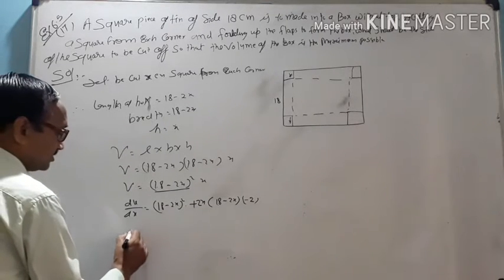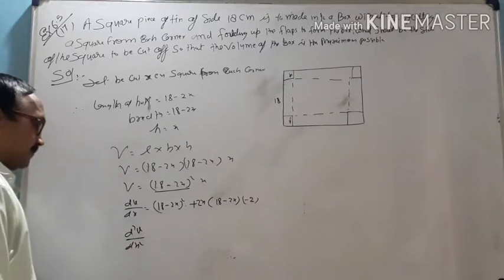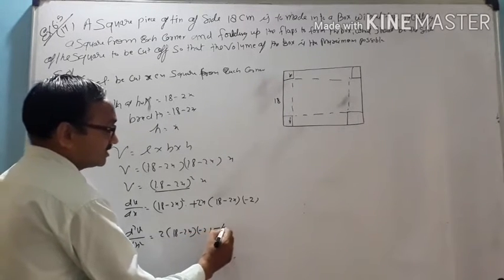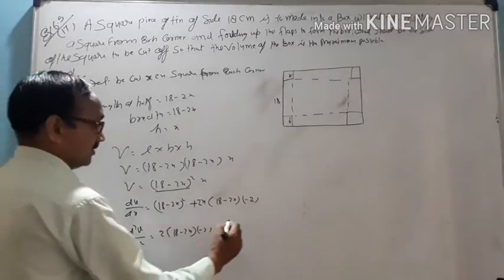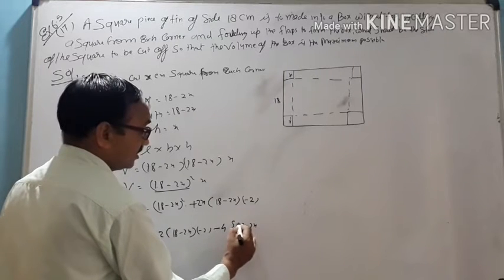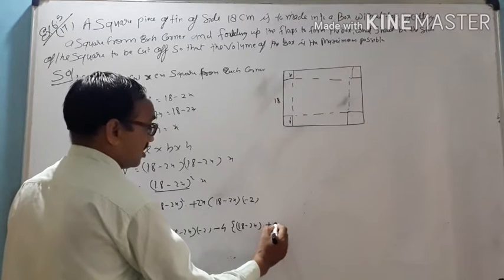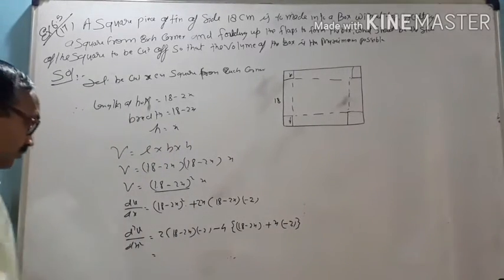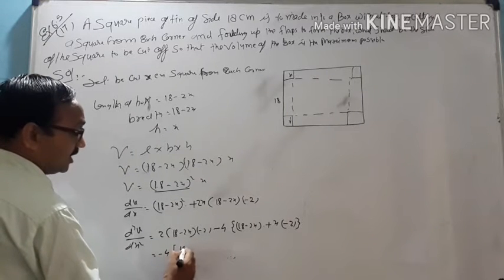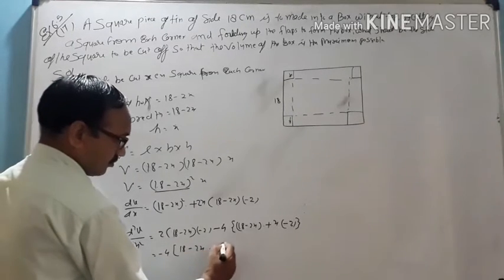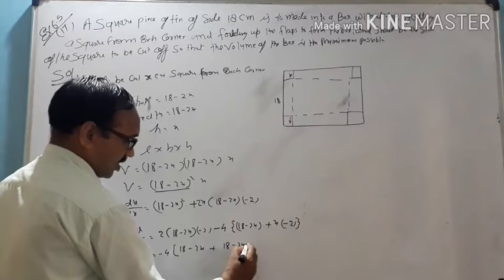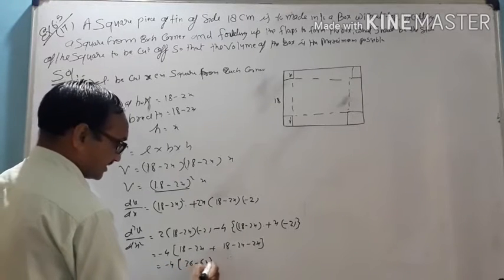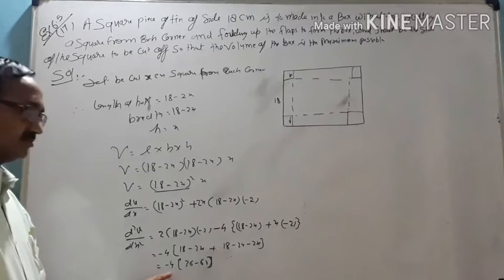Now again differentiating with respect to x, d square V upon dx square equals 2 into (18 minus 2x) into minus 2, minus 4 into x into (18 minus 2x). We have two functions, so (18 minus 2x), differential of x is 1, plus x, and differential of 18 minus 2x is minus 2. So we take minus 4 common: (18 minus 2x) plus (18 minus 2x) minus 2x. So minus 4 into (36 minus 6x). So this is negative.